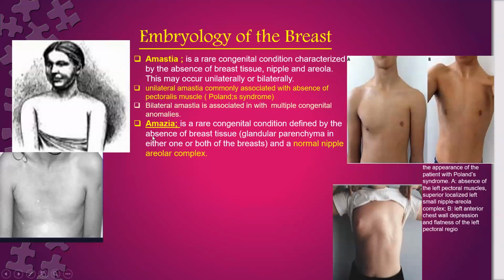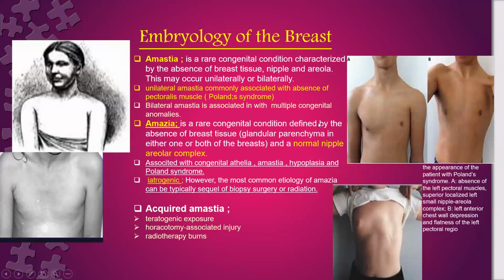What is amazia? In amazia there is lack of development of breast tissue, but the nipple areolar complex is normal and developed. As in this image, you can see just the nipple, but there is lack of breast tissue. You can see breast tissue on the right side, but on the left side there is no breast tissue, in a case associated with Poland syndrome. And both amastia and amazia can be associated with Poland syndrome or other congenital anomalies, and both can be iatrogenic.